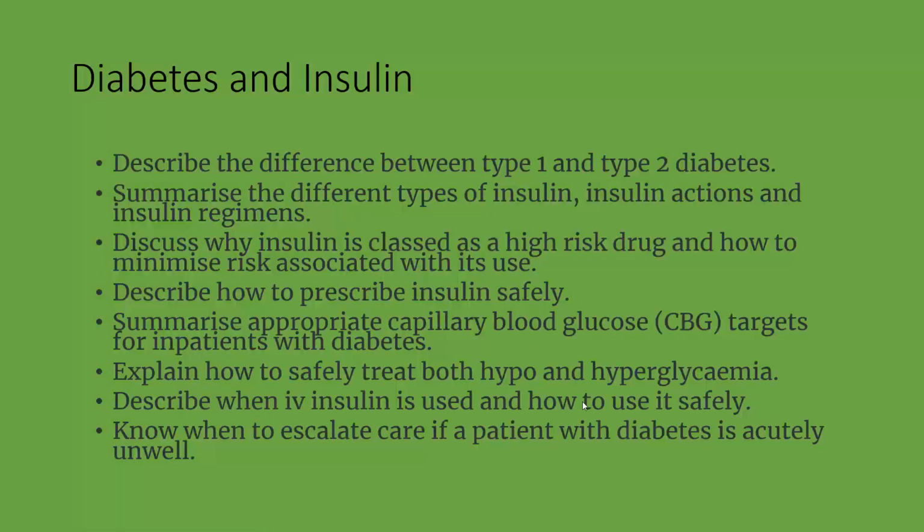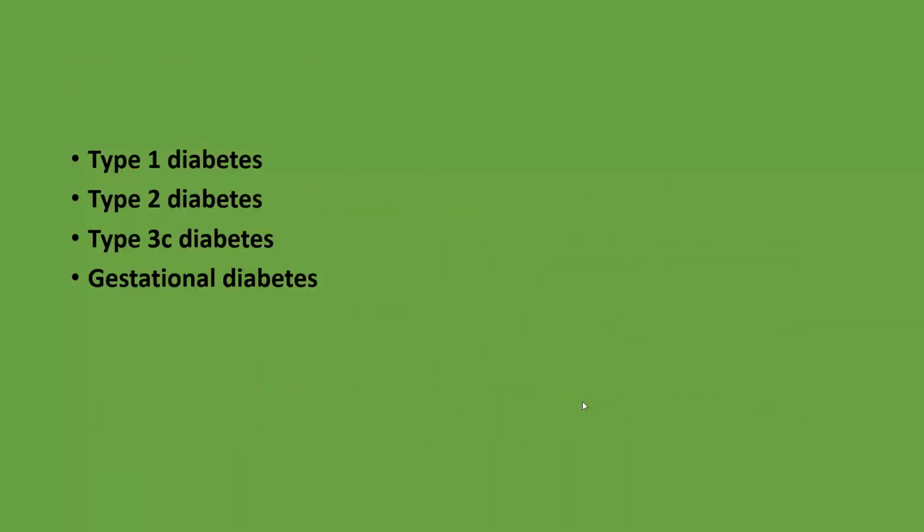I will briefly go through the differences between type 1 and type 2 diabetes, summarize types of insulin and insulin safety and how to prescribe them, and then hypo and hyperglycemia. So type 1, traditionally we know that it's diagnosed in childhood. It's absolute insulin deficiency, but it doesn't mean that adults cannot have type 1 diabetes.